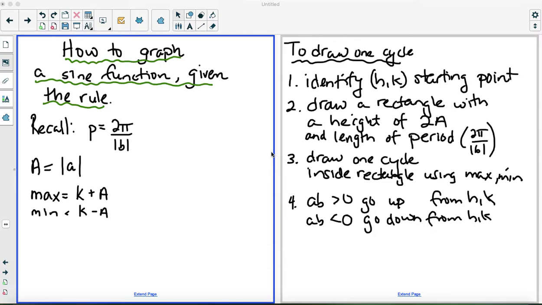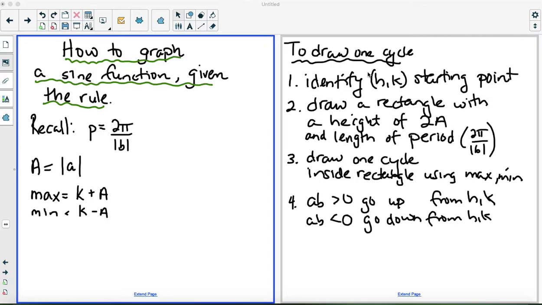So we're going to look at how to graph a sine function given the rule this time. And we're going to recall certain concepts that we just mentioned, so you can take a pause and write these down. Period is equal to pi over b. Amplitude is always the absolute value of the letter a. Max is equal to k plus the a. The minimum is k minus the a. And these will be our little rules that we're going to do.